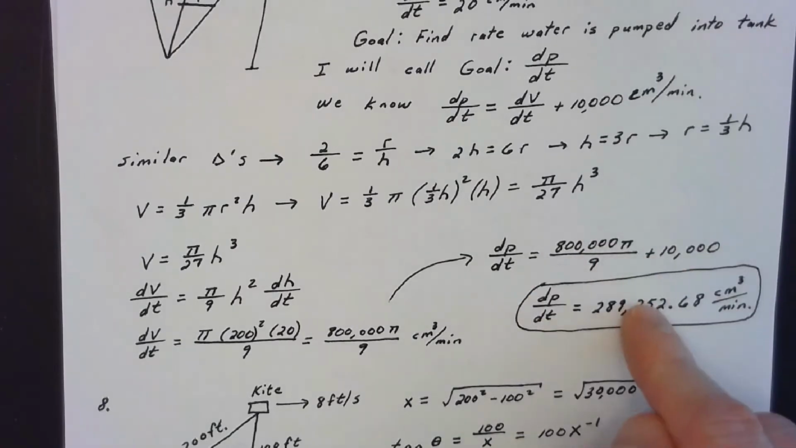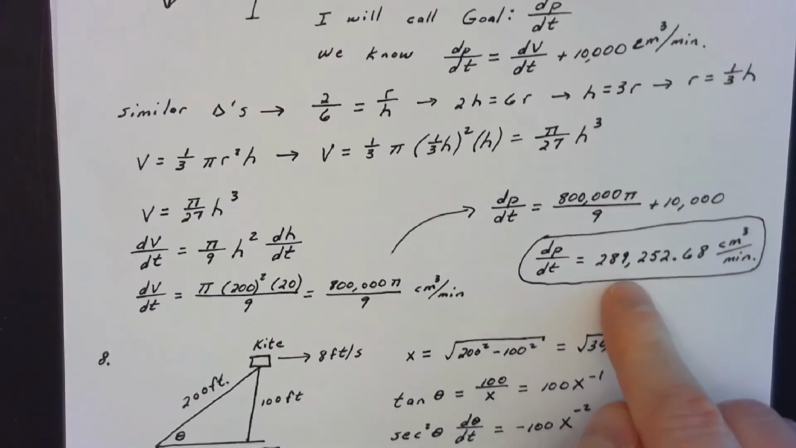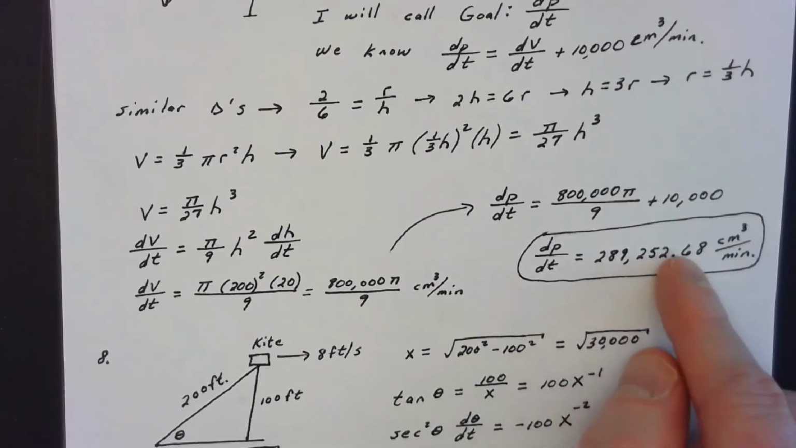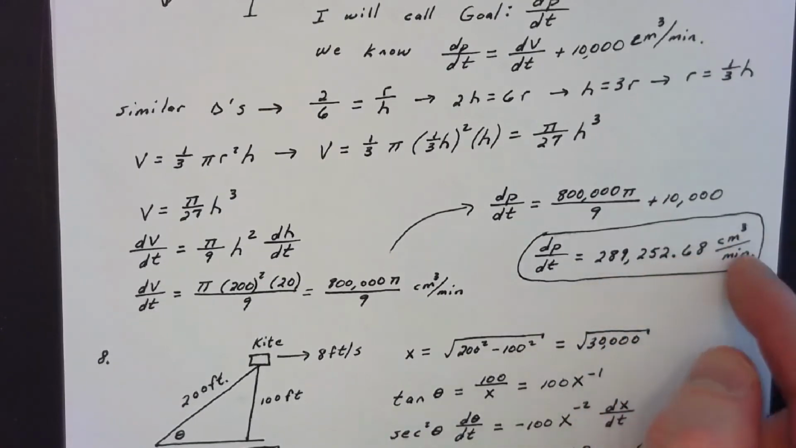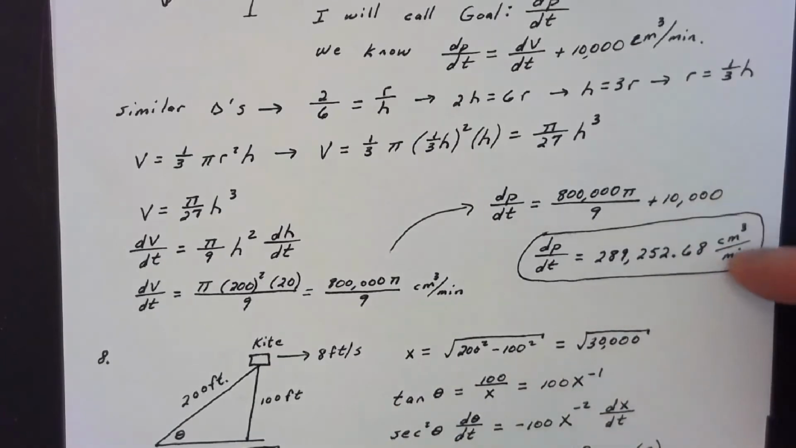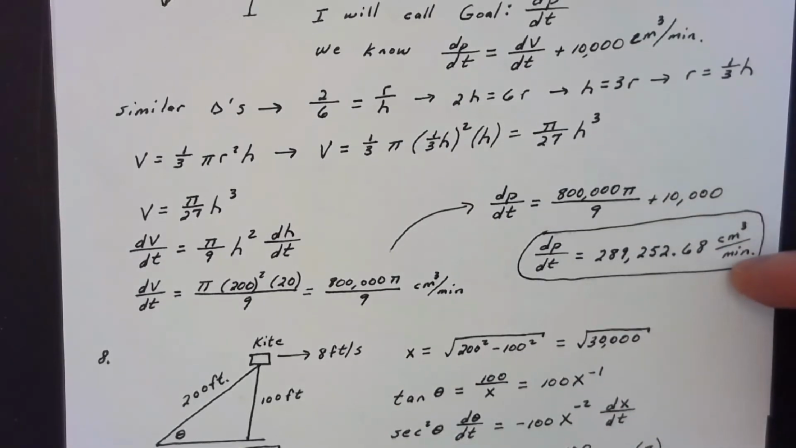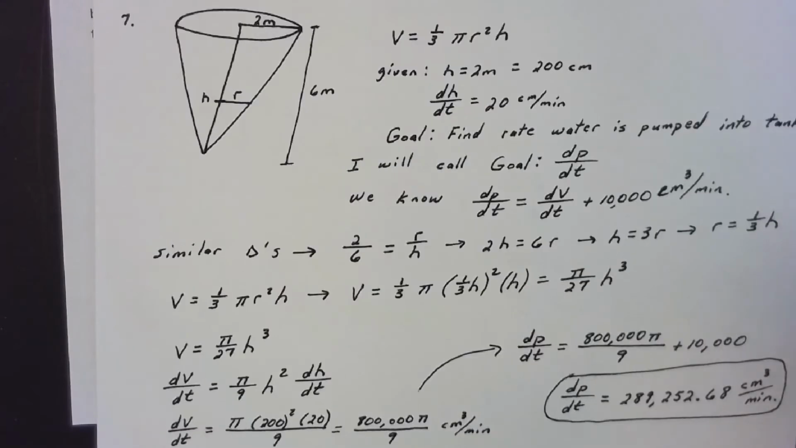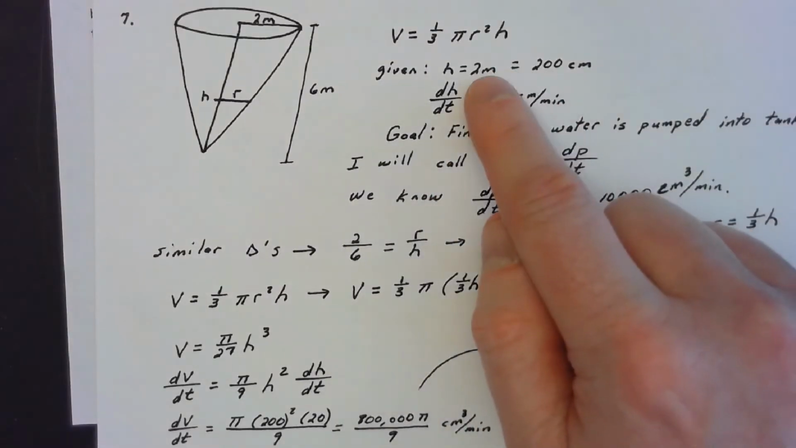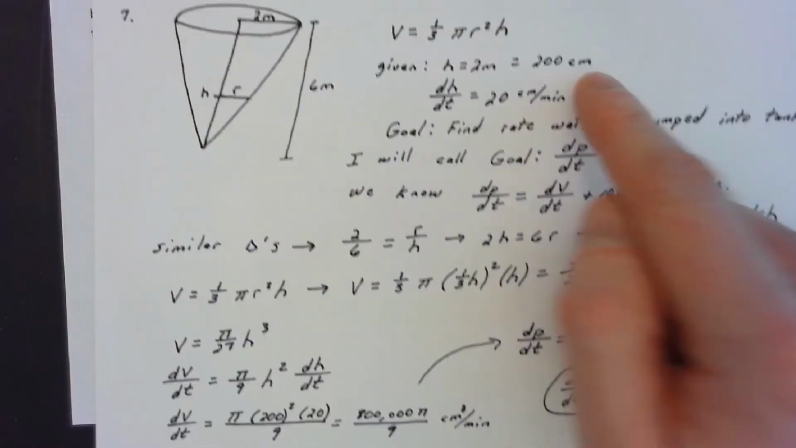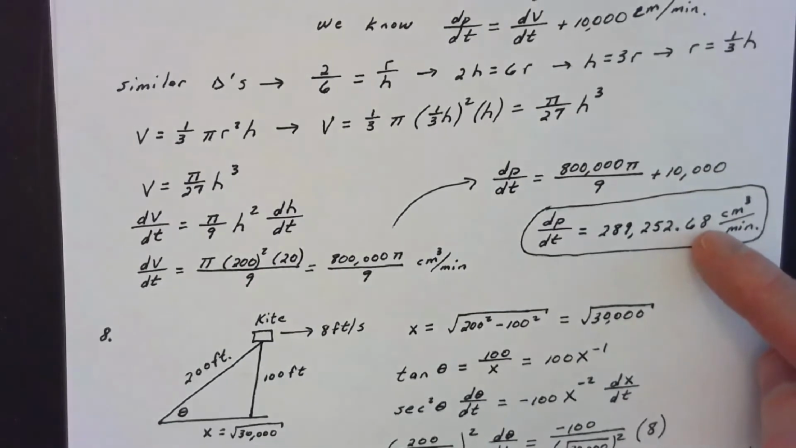I put this into my calculator and I got 289,252.68 cubic centimeters per minute. And again, please do note you need the units in your final answer for these questions. Now, that's the rate of the change of volume at the point in time where the height of the water is 2 meters or 200 centimeters. There's no guarantee that the change in volume is always going to be that rate. It's just at that instant in time.